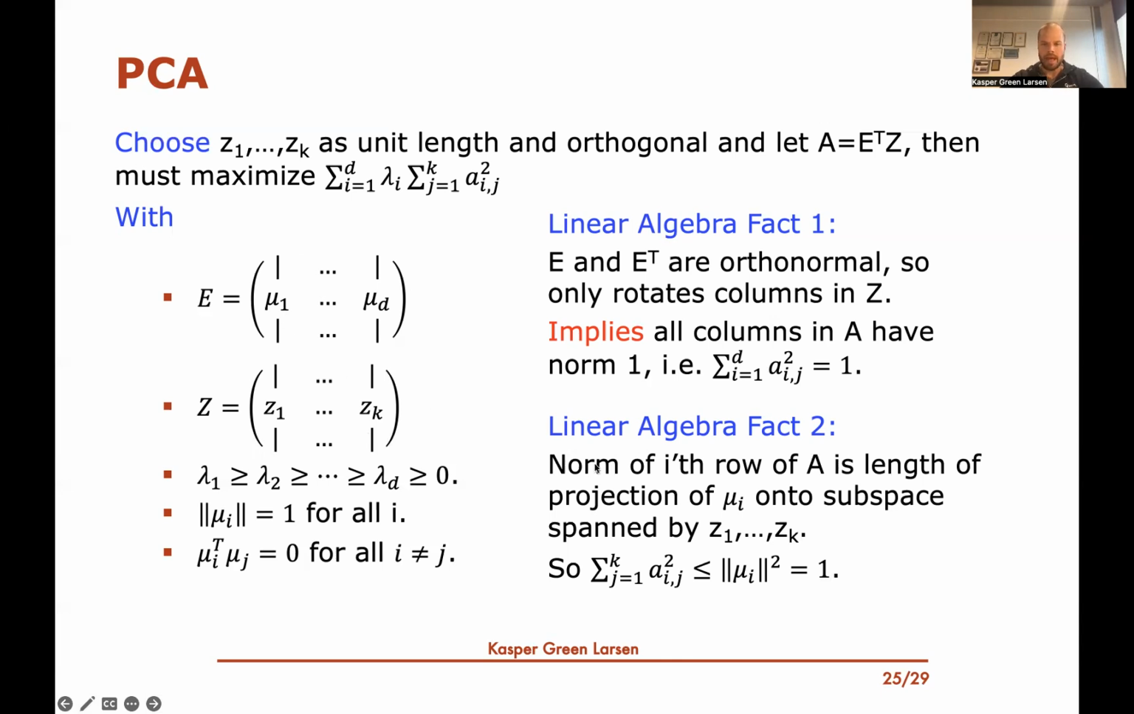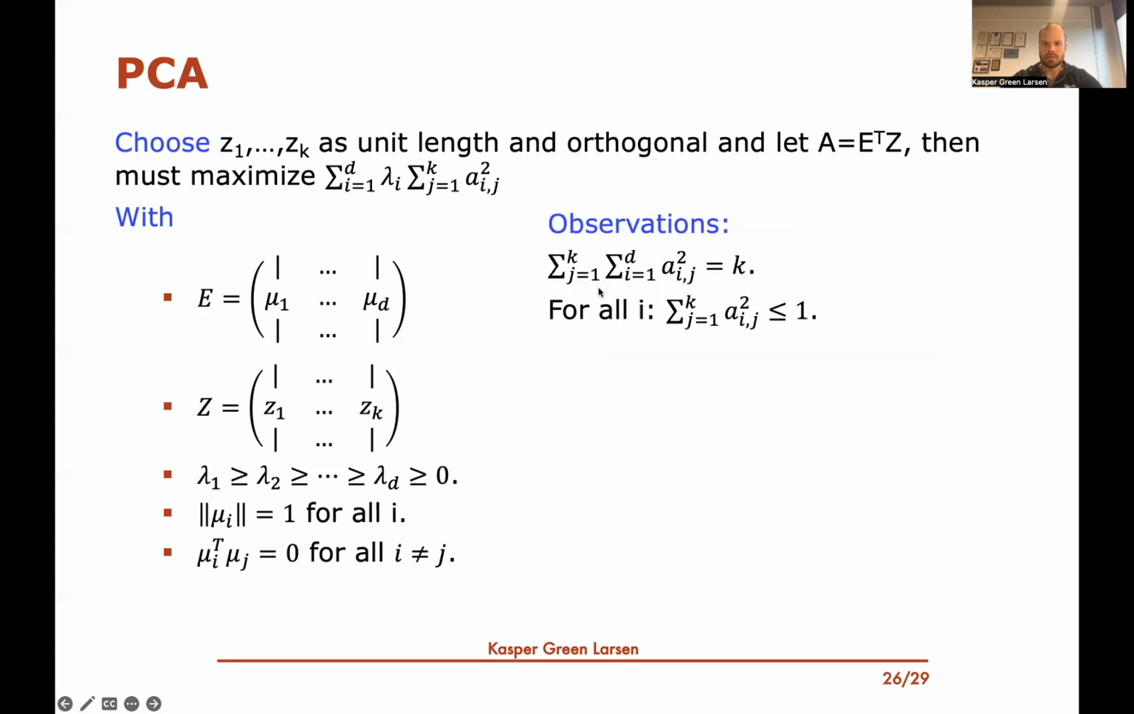Okay, so what do we have here? The two observations are: the first says that in every column of A, the sum of the squares is 1. The second says that the sum of the squares in a row is at most 1. Now, what was the shape of A? A is a D by K matrix. So there are K columns, and the sum of the squares in every column is 1. So the sum of the squares of all the entries of A is exactly equal to K. That has to be a fact, because there are K columns and the sum of the squares in any column is exactly 1. So that's the first observation that we make.